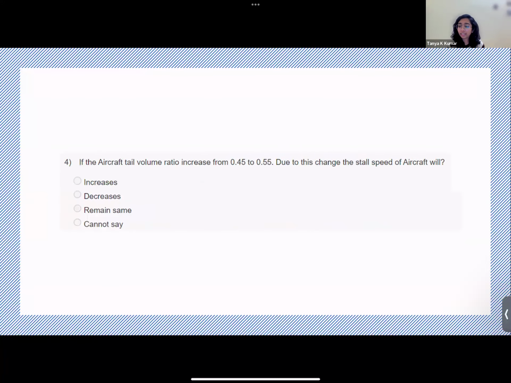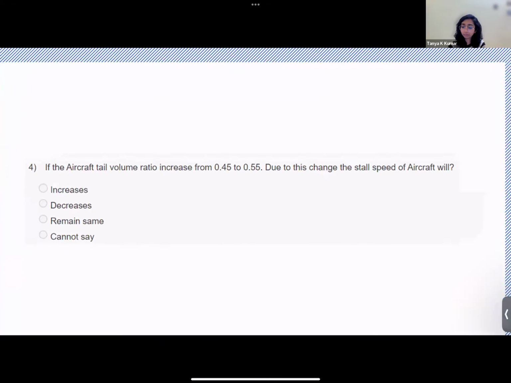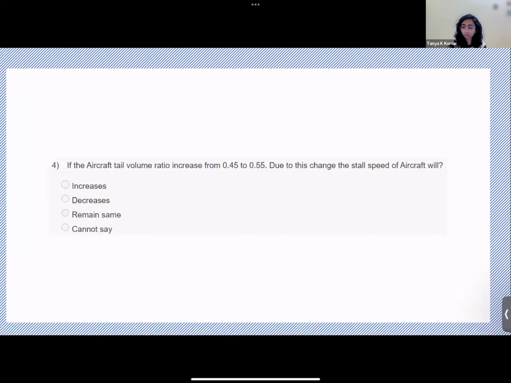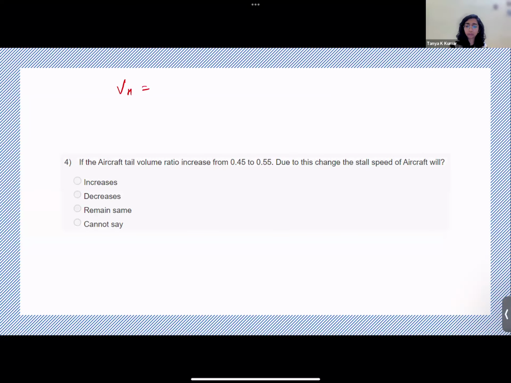Next, if the tail volume ratio increases from 0.45 to 0.55, how will it affect the stall speed of the aircraft? So what was the tail volume ratio, VH? Do you remember the formula? VH is equal to, this is from your stability and control course. What is the formula?